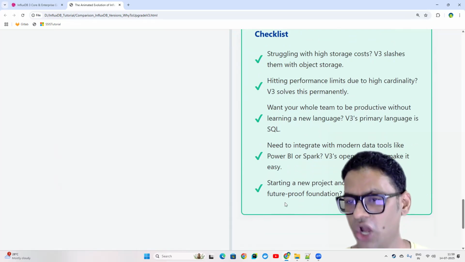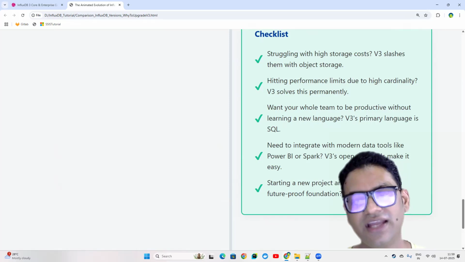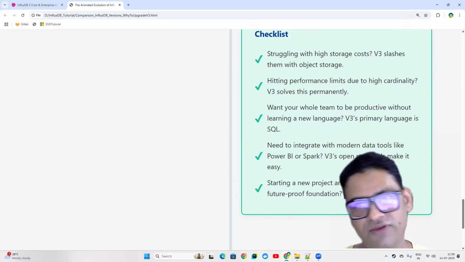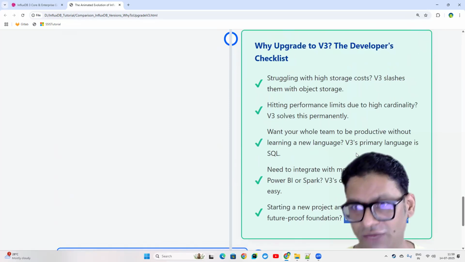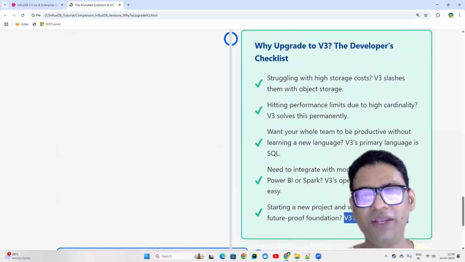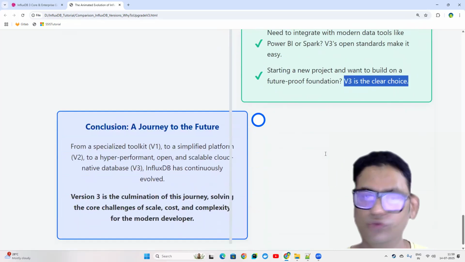Right. Last but not least, if you are starting a new project and want to build a future-proof foundation with a cloud-native solution, then definitely V3 is the right choice if you have an inclination to use InfluxDB, right? So that is the most important part. You can also share what you think could be another checklist item which you would like to discuss with your team before you opt for the V3 version, right?